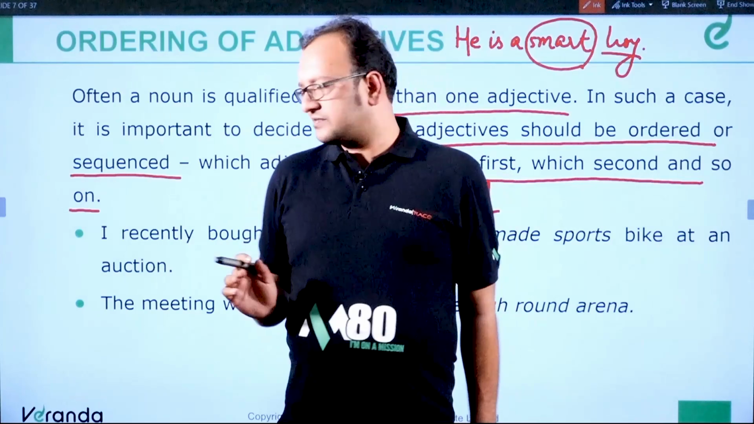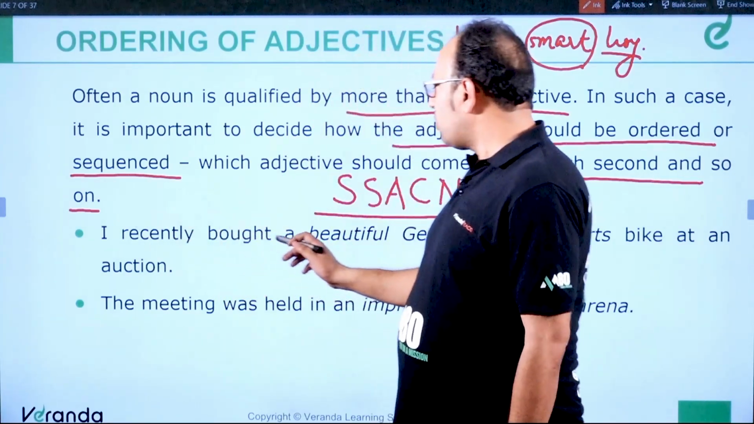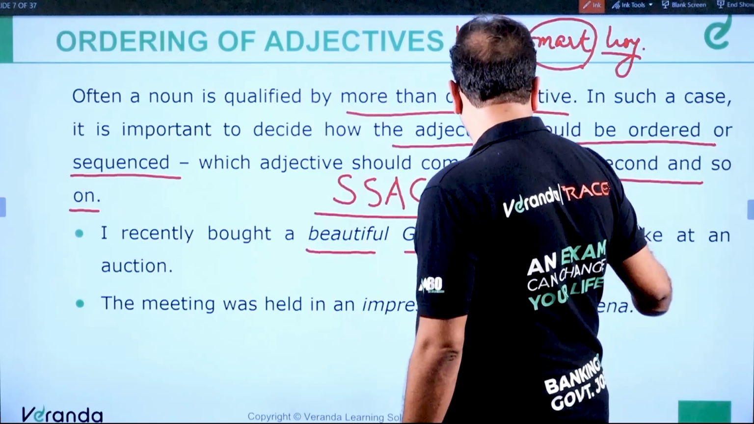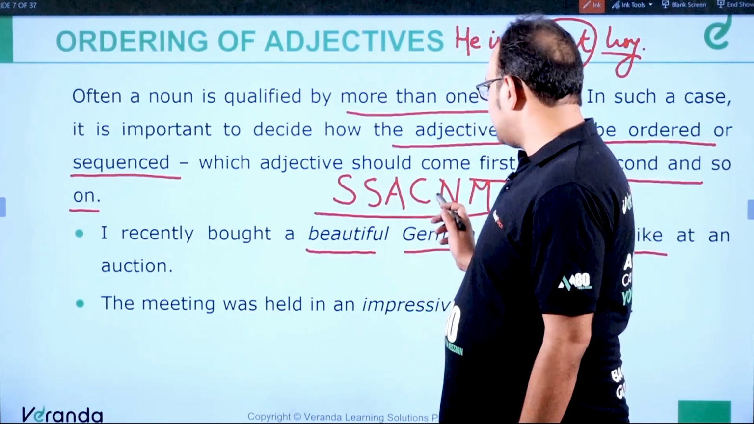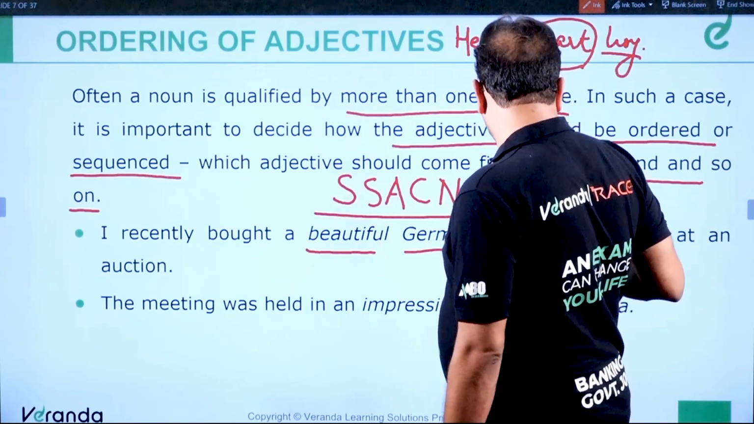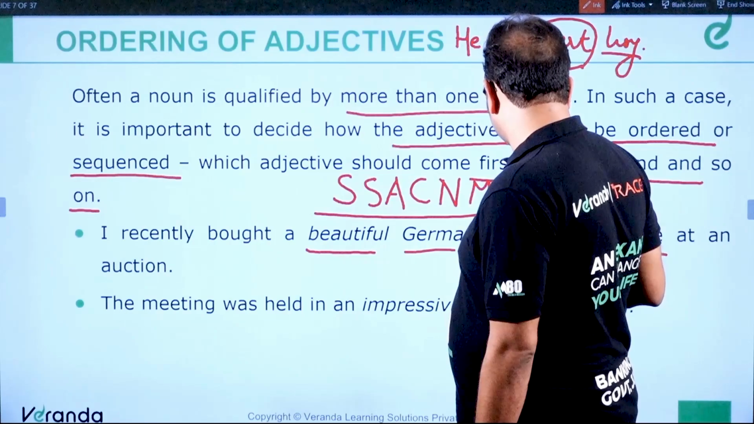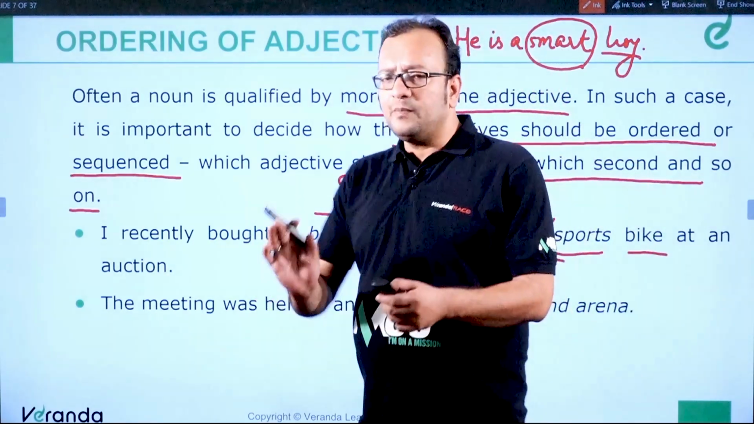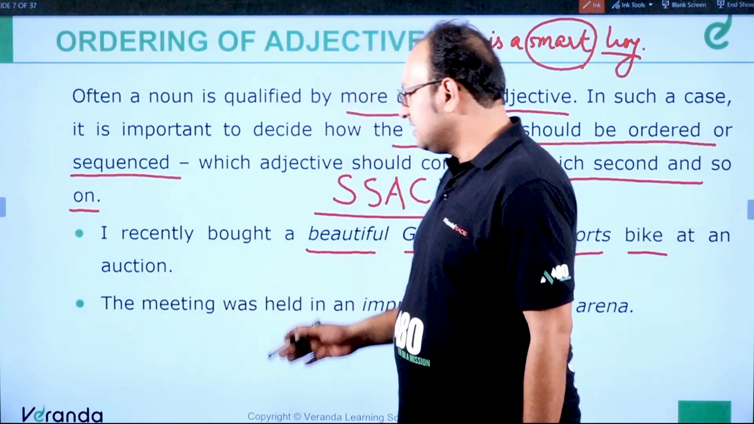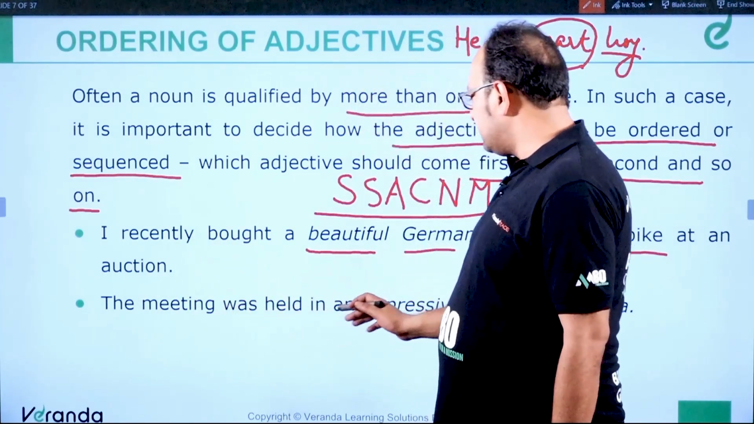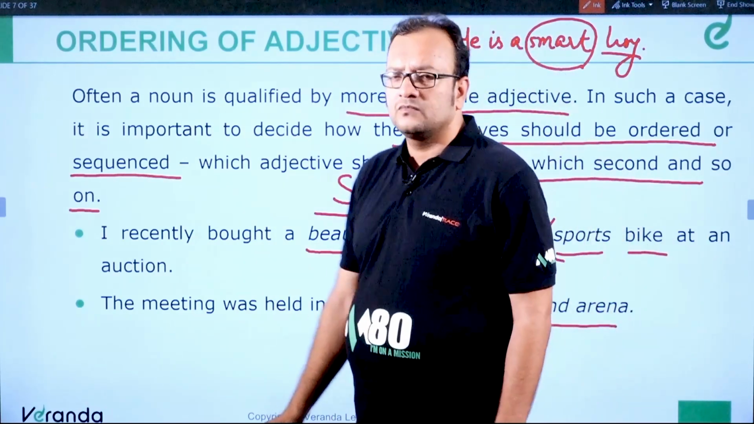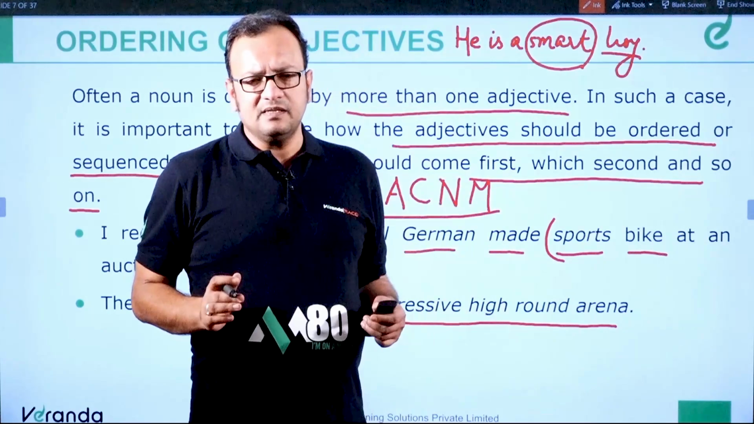The order of adjectives. I recently bought a beautiful German-made sports bike. German is nationality. Made is a verb. Sports means again a noun, material, and bike is a noun. So this way, I'll give you a better example. Before that, let us see the second example. The meeting was held in an impressive high round arena.